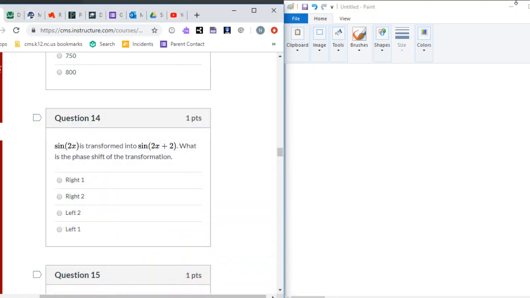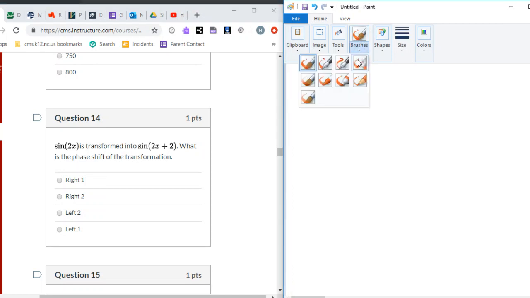The sine of 2x is transformed into the sine of 2x plus 2. What is the phase shift of the transformation? So what we do is we have to first factor out the coefficient of the x term.